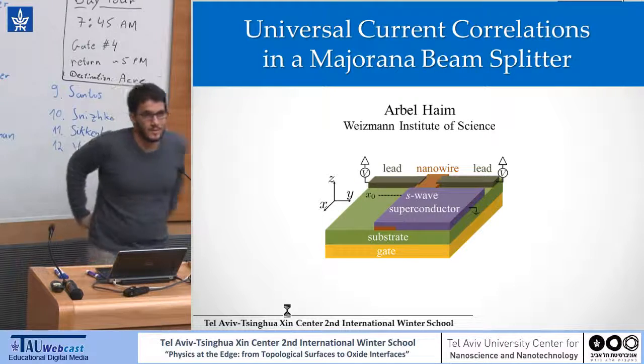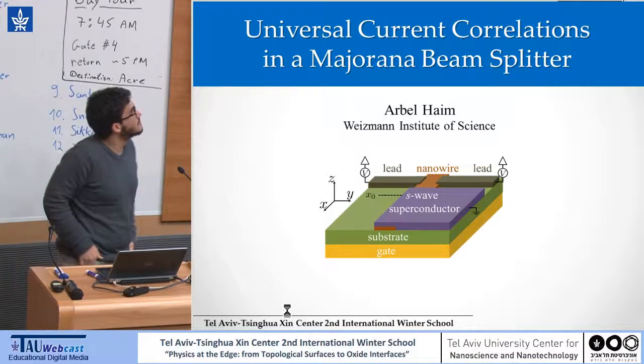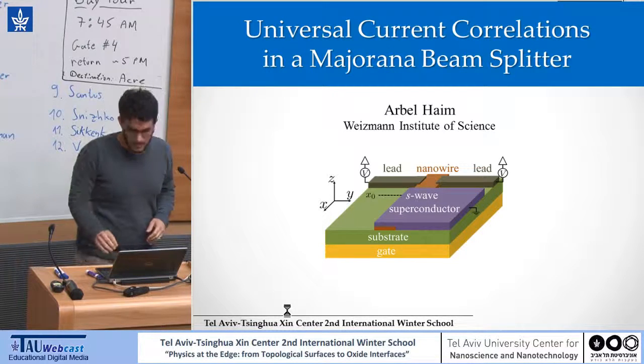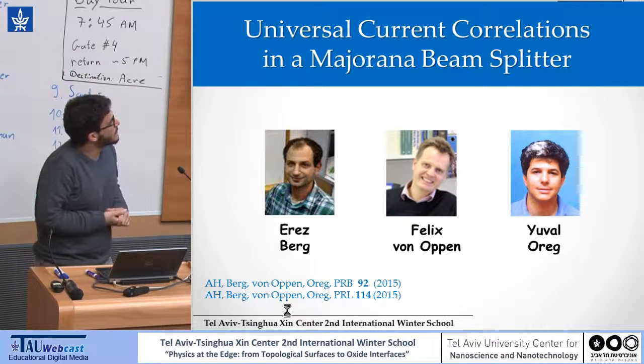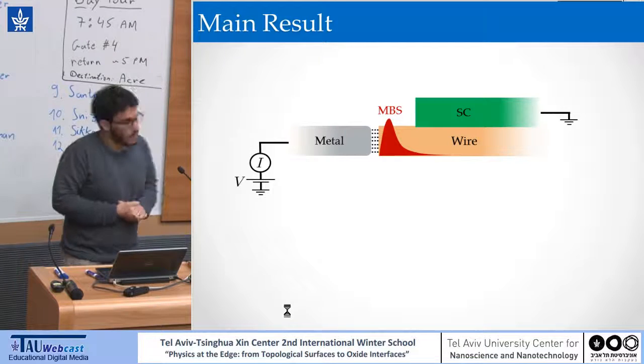So, hi everyone, my name is Arbel Chaim, I'm from the Weizmann Institute, and the poster I will present is about current correlations in the Majorana beam splitter. It is a work done together with Erez Berg, Felix von Oppen, and Yuval Oreg. And let me give you the main result.